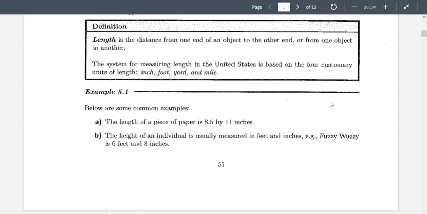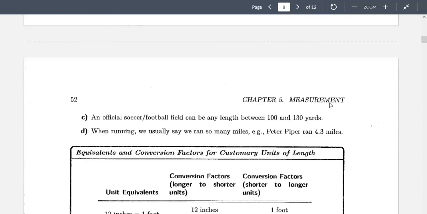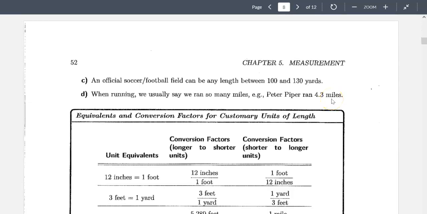The length of a piece of paper is 8.5 by 11 inches. The height of an individual is usually measured in feet and inches. For a football field, we measure in yards, and sometimes when we run, or travel some distance somewhere, we're talking about miles.